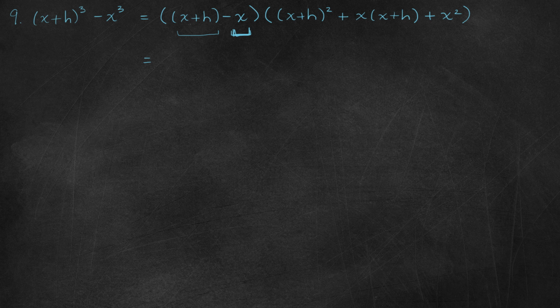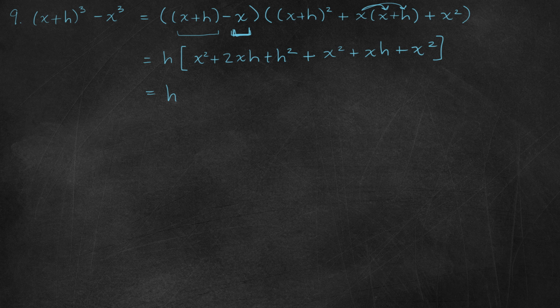And now we'll simplify. So x plus h minus x is just h. The quantity x plus h squared. So I'm going to FOIL that out. It's x squared plus 2xh plus h squared. Plus, now I'm going to distribute this x. So x squared plus xh plus x squared.